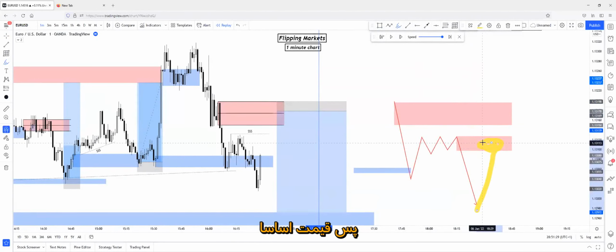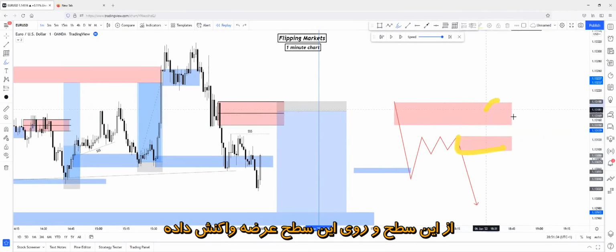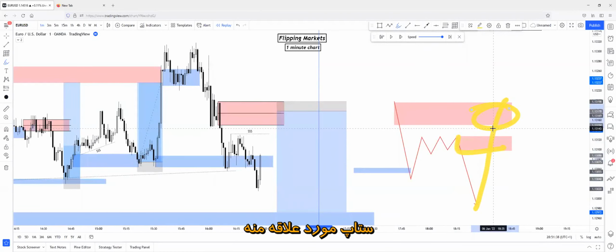So price basically reacts on this zone a little bit, or just breaks above immediately, collects more orders from the sells, reacts on this zone, and tags us into the trade. This is my favorite setup. It's written down in the PDF.